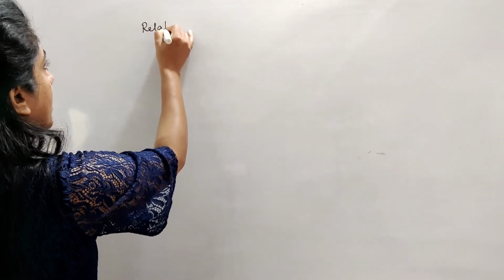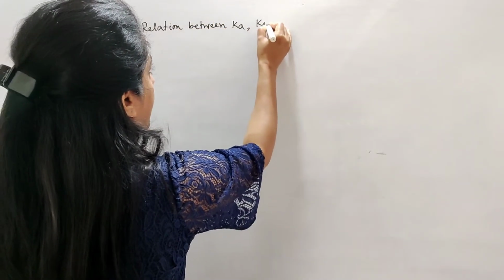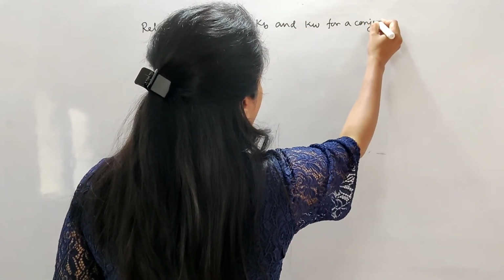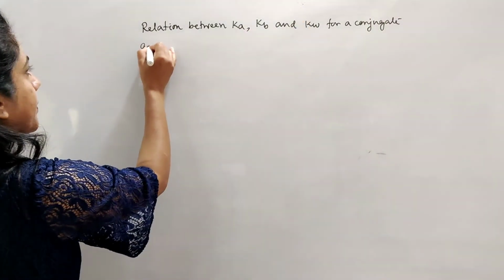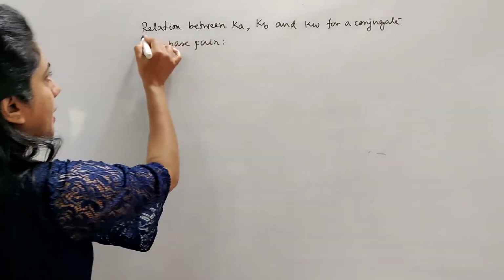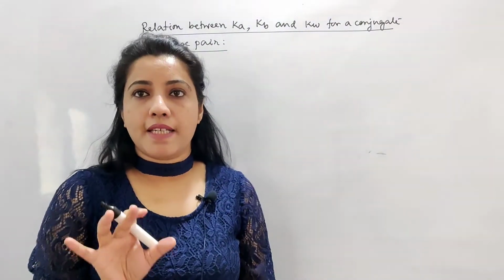So far you understood what is Ka, what is Kb and what is Kw. Now we are going to see the relationship between Ka, Kb and Kw for a conjugate acid-base pair. So give the heading: relation between Ka, Kb and Kw for a conjugate acid-base pair. This relationship will be applicable only for a conjugate acid-base pair. I hope everyone remembers what is a conjugate acid-base pair.